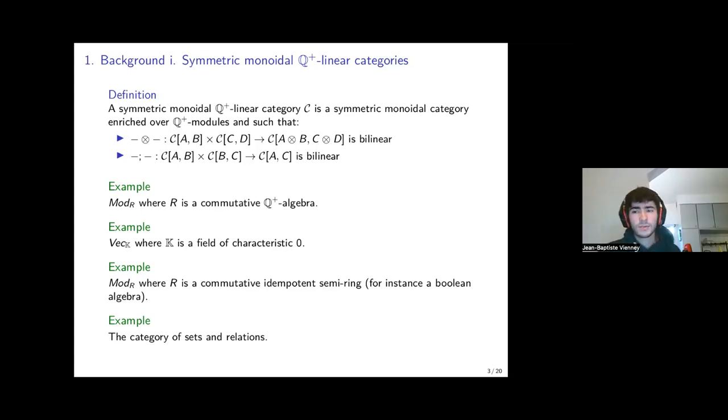And also the category of sets and relations, which is pretty original, because if we look at the relations from A to B, they are modules over the Boolean algebra with exactly two elements, true and false. And so it gives a symmetric monoidal Q-plus linear category.